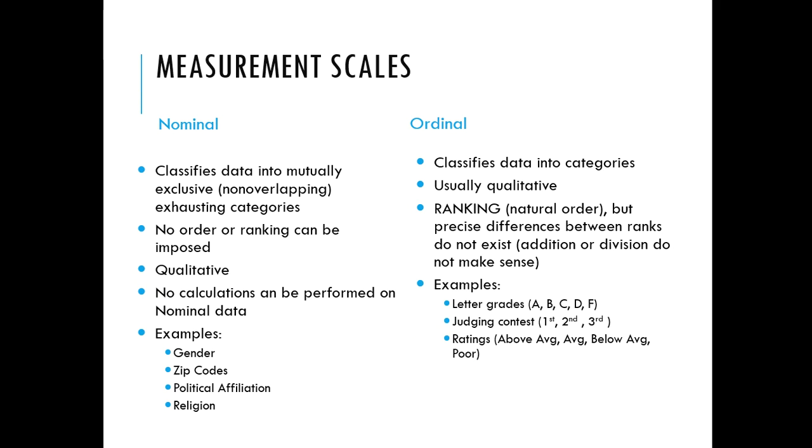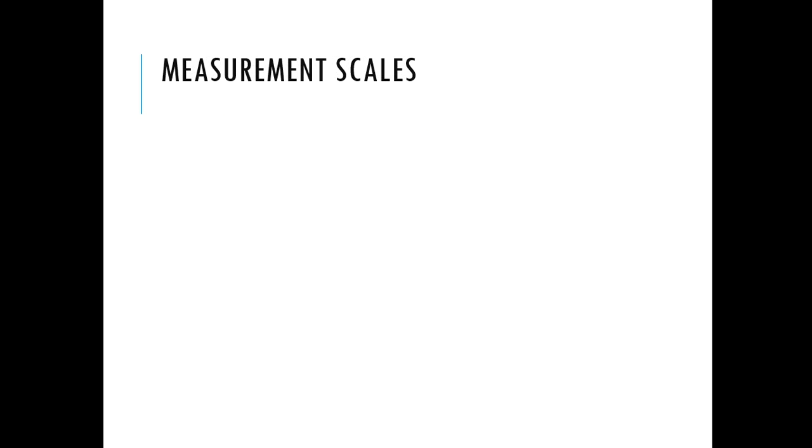An example of this would be letter grades, A, B, C, D, F, judging a contest, you came in first, second, or third, and ratings like above average, average, below average, poor. The Likert scale is an example of this, and it's used a lot in psychology and other things. And this is an example of ordinal data.